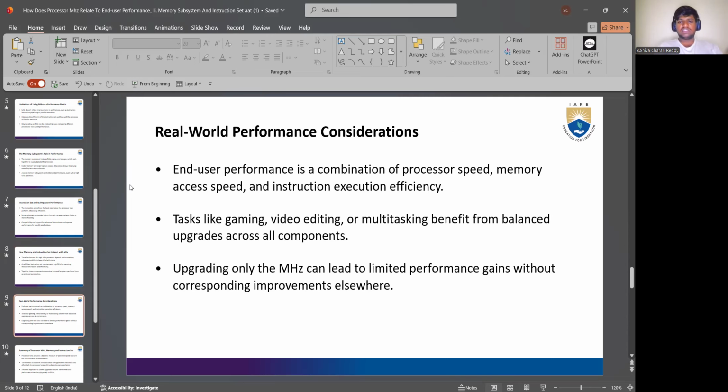Real world performance considerations. End user performance is a combination of processor speed, memory access speed, and instruction execution efficiency. Tasks like gaming, video editing, and multitasking benefit from balanced upgrades across all components. Upgrading only the megahertz can lead to limited performance gains without corresponding improvements elsewhere.